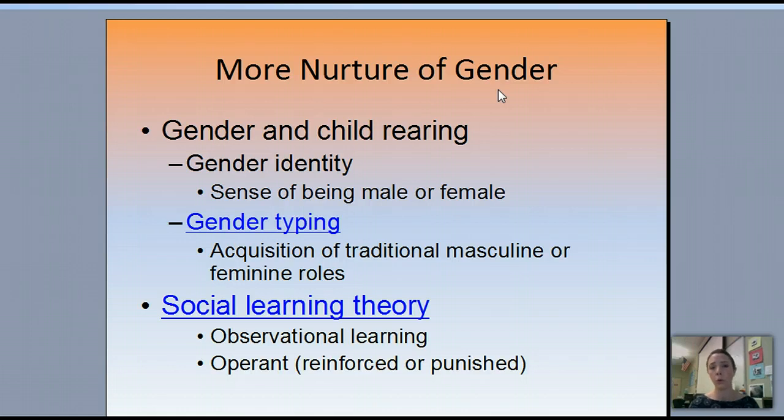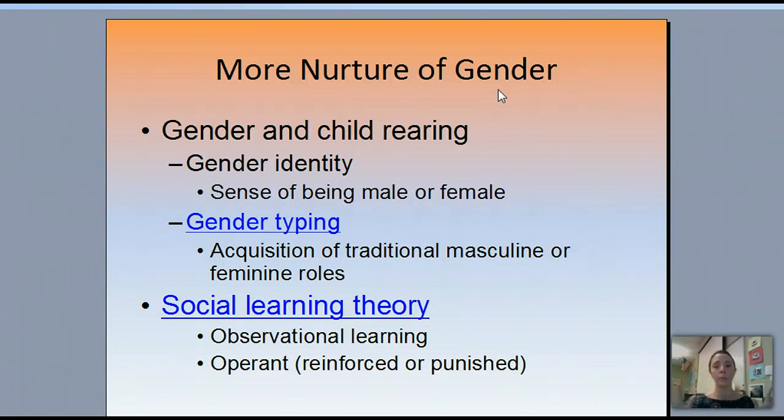And then social learning theory, as far as nurture is concerned, talks a lot about observational learning. So how do we learn what is male and female? It has a lot to do with observing what females do and what males do. What does our mom do? What does our dad do? What does grandpa do? What does grandma do? And kids take in a lot of that.